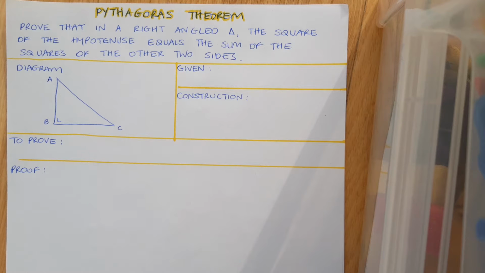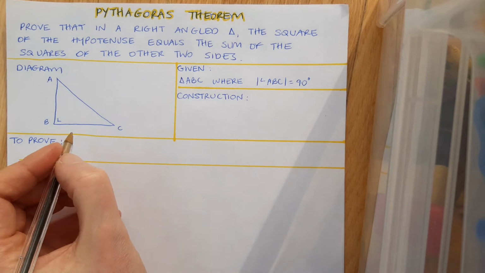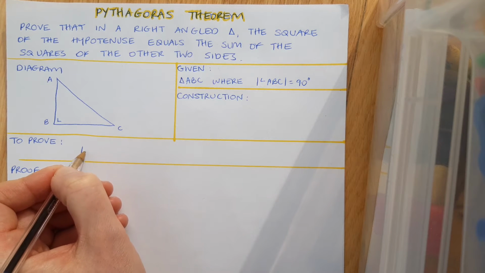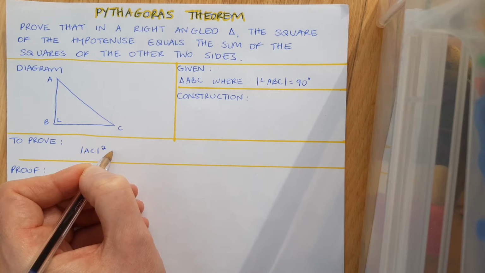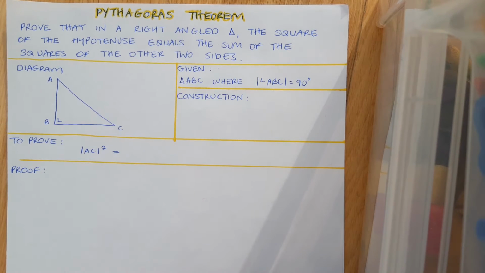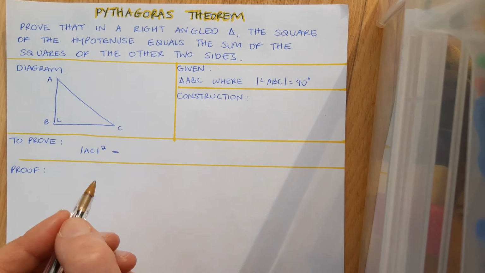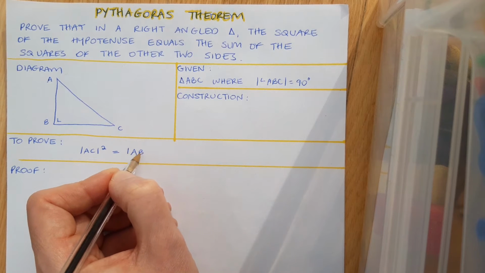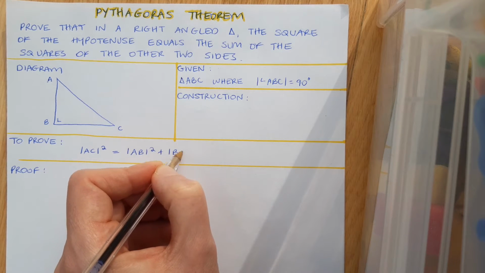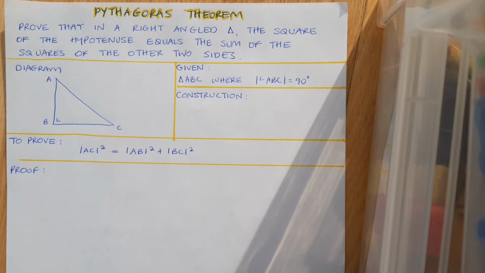So take a moment yourself, pause the video and see what you think the given section should actually say. So our description of the diagram is just that it's a triangle ABC where the angle ABC equals 90. Now I need to write down what it is that I want to prove. So I want to prove that the square of the hypotenuse, which is AC squared, equals the sum of the squares of the other two sides, equals AB squared plus BC squared.